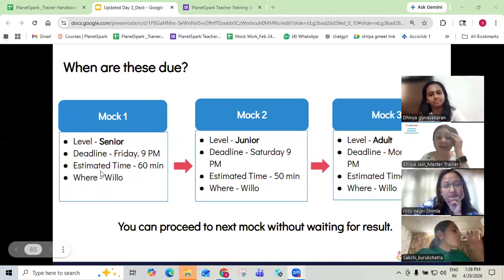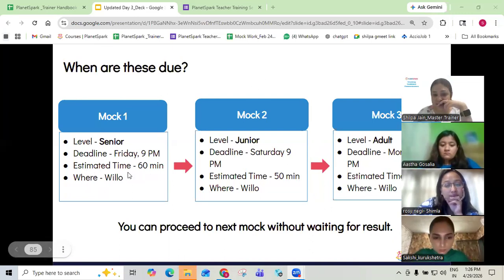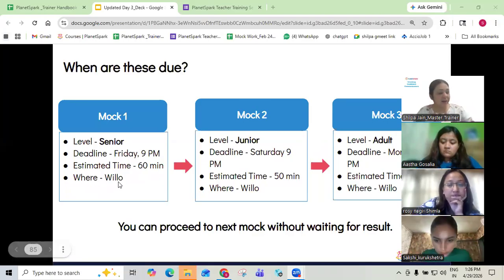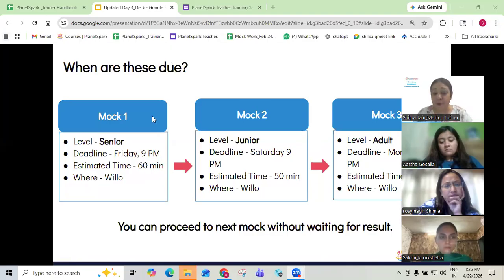Next information is estimated time, 60 minutes, 50 minutes. I'll come to this in a little while. Okay, why estimated time is written. Where it would be conducted, it's going to be conducted on the Willow platform. All of you are very familiar with the Willow platform now. So the same platform would be used for your mocks.